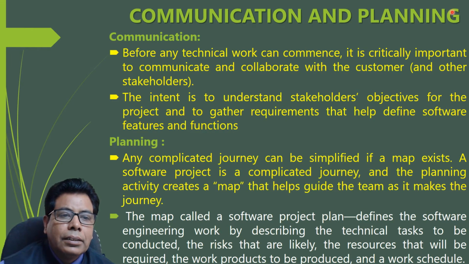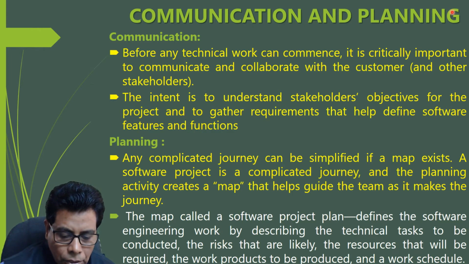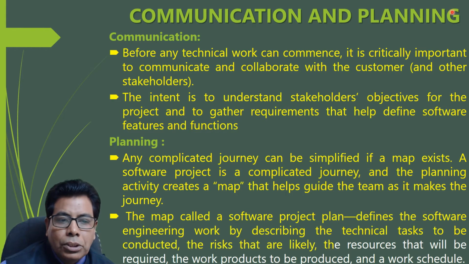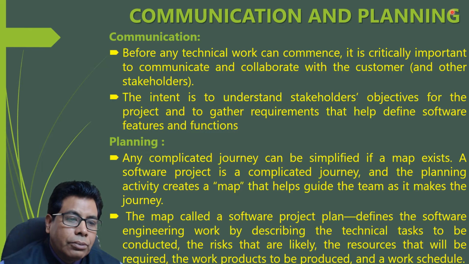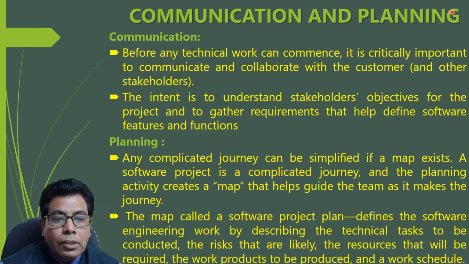Any complicated journey can be simplified if a map exists. A software project is a complicated journey, and the planning activity creates a map that helps guide the team as it makes the journey. So the map is called a software project plan. It defines the software engineering work by describing the technical tasks to be conducted, the risks that are likely to occur, the resources that will be required, the work products to be produced, and the work schedule. So all these things are put in the software project plan.